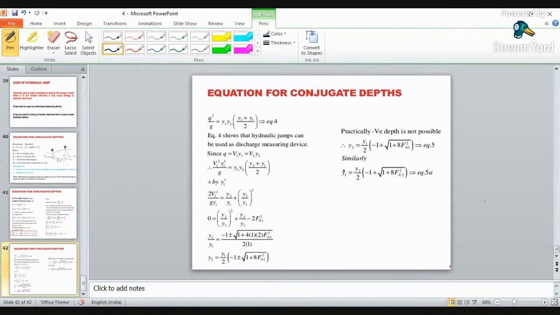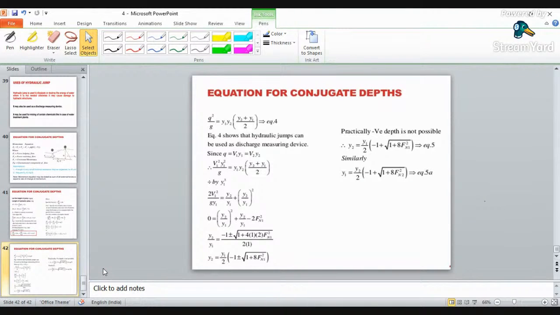In some books you may also find it as y1 is equal to y2 by 2 in bracket minus 1 plus square root of 1 plus 8 Fr2 square. If you are replacing y1 by y2, then replace Fr1 by Fr2. So by using this equation, you can find the Froude number and the conjugate depth. If you are given the depth y1, then you can find the alternate depth y2. If you are given the Froude number, then you can again find the velocity and the length of the channel.